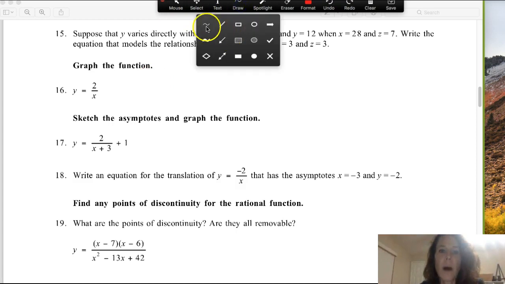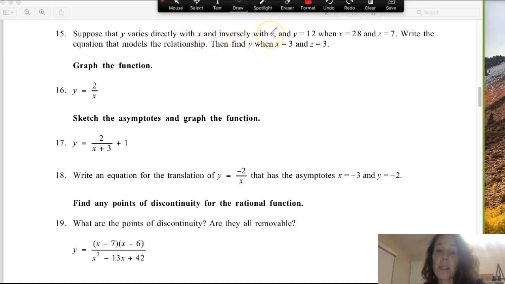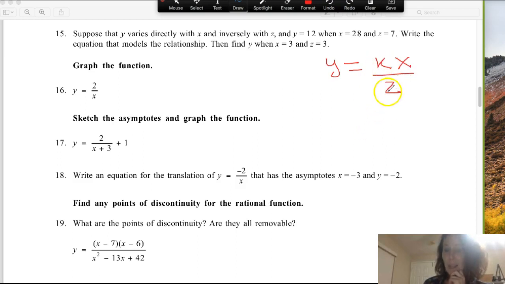Okay, suppose that y varies directly with x and inversely with z. So you can have a function that does both. We're going to write that out. Y varies directly, some constant times x, and then it varies inversely with z, some constant divided by z. And then we're given y is 12 when x is 28 and z is 7. Here's our constant.